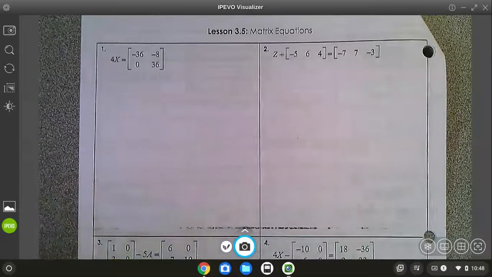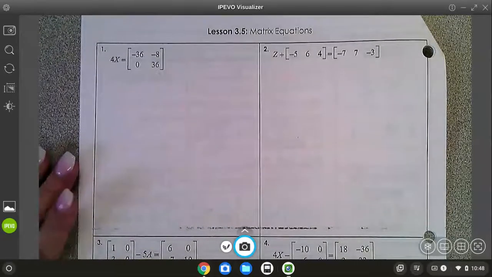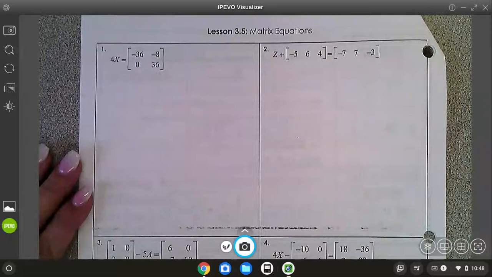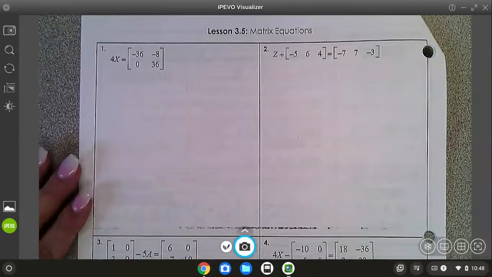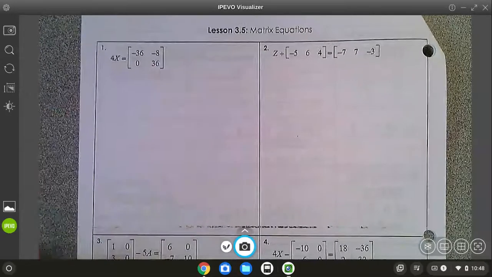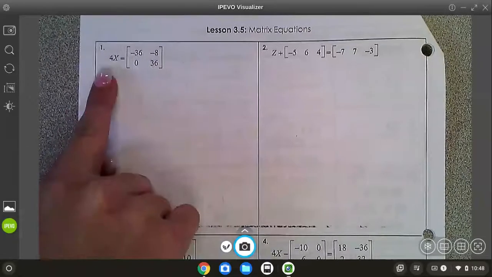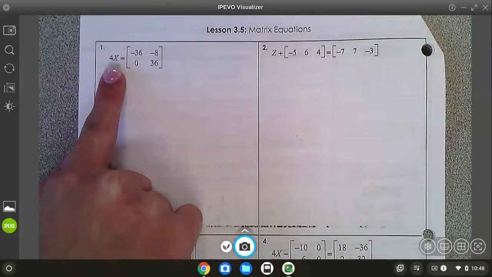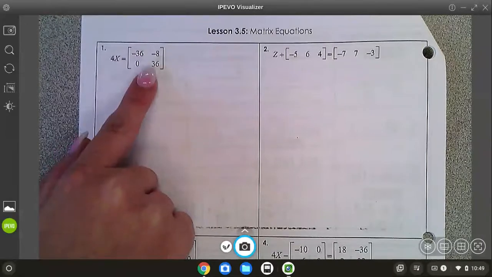All right, so our last lesson is on matrix equations. Very similar to solving equations that you did in Algebra 1, but with matrices. And for these, whenever you see a variable, there's a matrix that goes there. So like this would be 4 times some 2 by 2 matrix is going to equal this one.